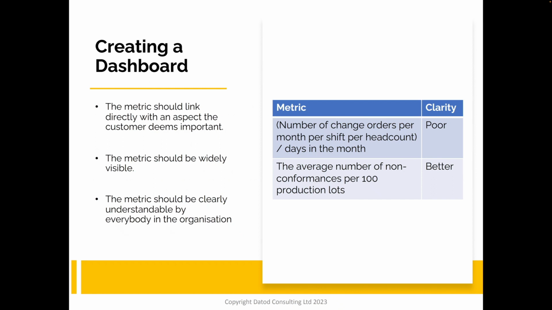One is relatively poor and the other one's better. So the first metric, the number of change orders per month, per shift, per headcount, divided by the days in the month. So yeah, it's a metric, you can measure it, but it's a bit unclear what it actually means in terms of what it's trying to drive.